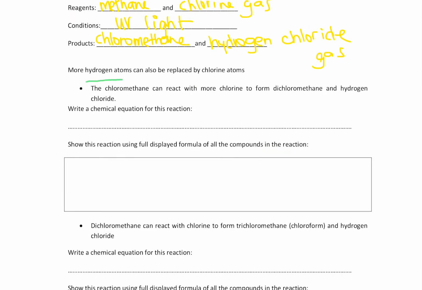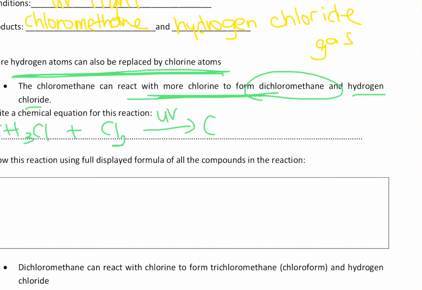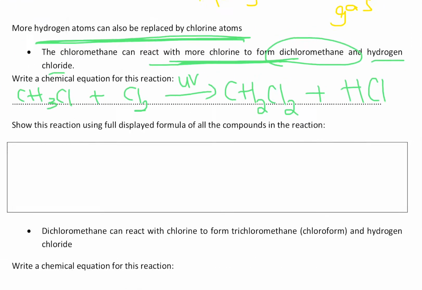So if more hydrogen atoms need to be replaced, you can react it with more chlorine. So chloromethane can react with more chlorine to form dichloromethane and hydrogen chloride gas. So you can write an equation. Chloromethane is CH3Cl. React with more chlorine in the presence of UV light, it is going to give you dichloromethane plus hydrogen chloride gas. Okay, so you can see this.